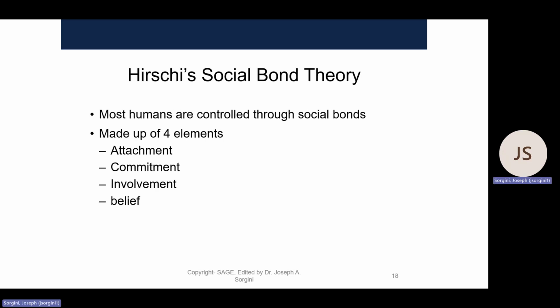Hirschi's social bond theory really kind of looked at this same aspect of social control, but what is your connection to these different bonds? So with these four elements, you need to have some measure of, in essence, a strong connection, a strong social bond to the rest of society, or the argument is you will devolve into criminal behavior, antisocial behavior.